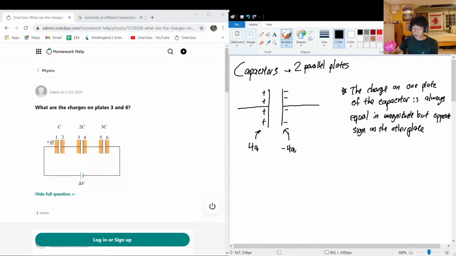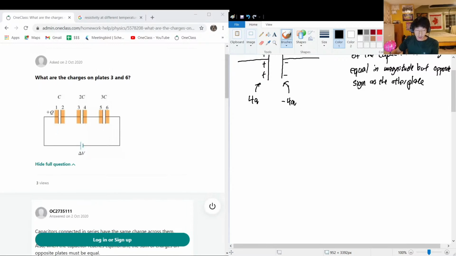So let's use these rules and look at the circuit and see how we could incorporate that stuff together. Okay, so we don't really need to draw the sources. So it's saying here we have a positive Q, and this is 1, and this is 2. So based on the rule that the other plate has to have the same, we know that this has to be negative Q.